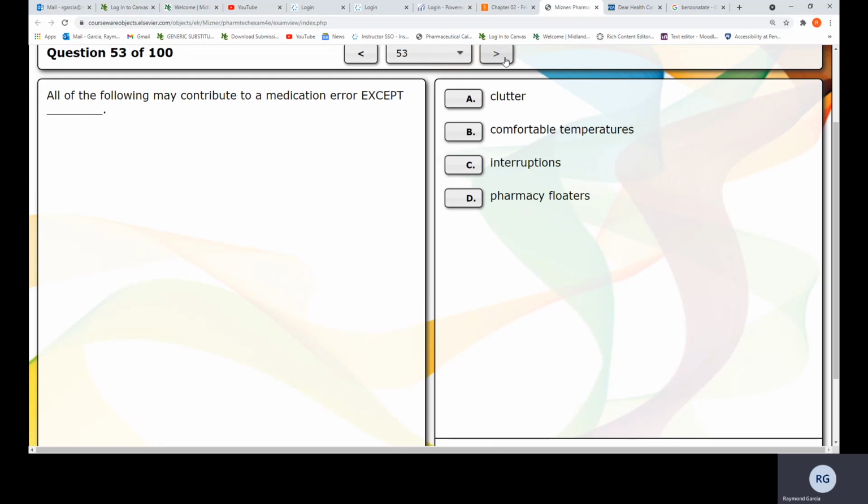All of the following may contribute to a medication error, except what? Clutter, comfortable temperatures, interruptions, or pharmacy floaters. Logical.